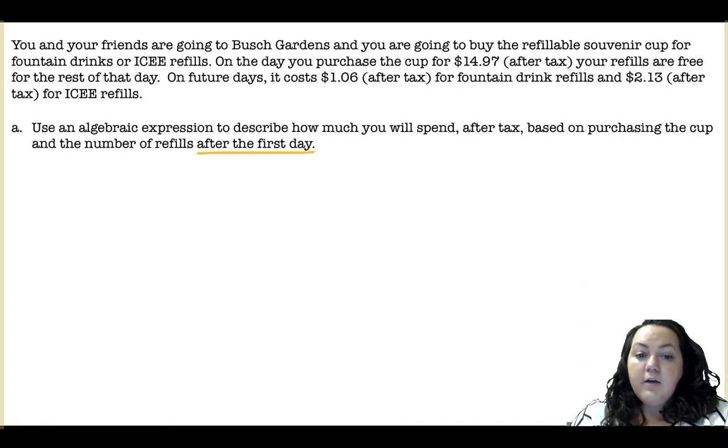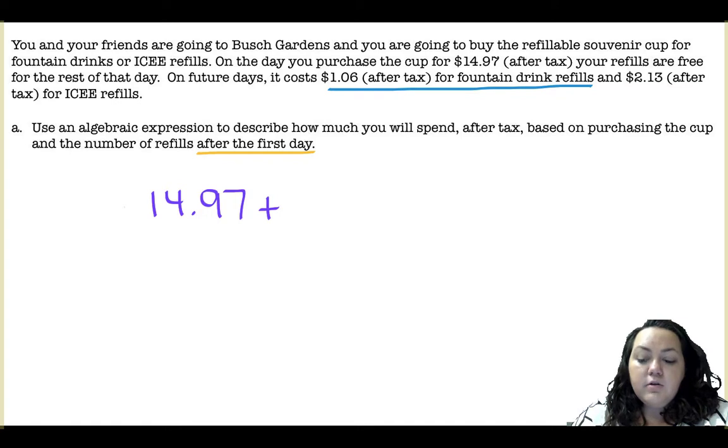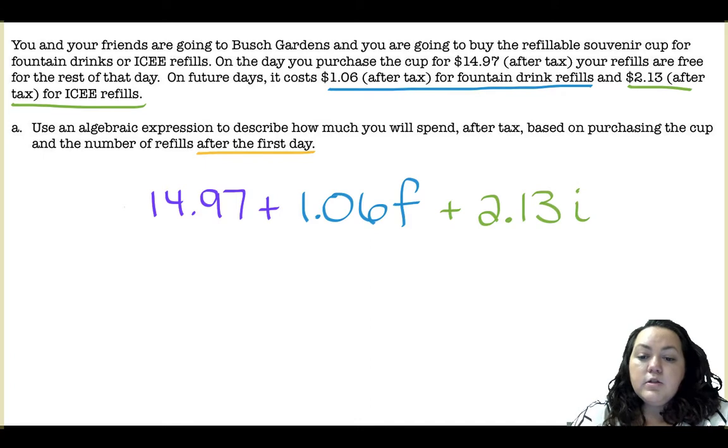Okay, so we already know that the cup on the first day cost $14.97, and then there's no extra costs after that for day one because everything's free. But when you go back after the first day, it's going to be $1.06 for every fountain drink refill. So $1.06 f, and I'm going to use the variable f to represent fountain drinks. And then it's $2.13 for every icy refill. So I'm going to say plus 2.13 i, and I'm going to use the variable i for icy refills. So there's my algebraic expression.